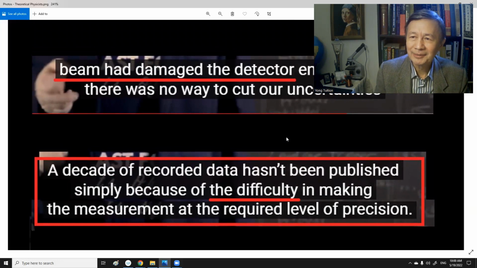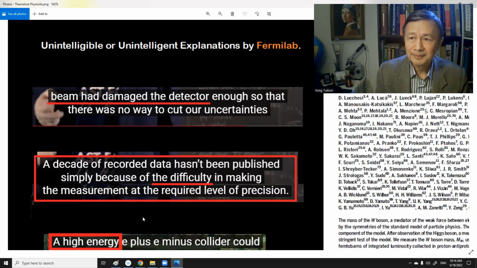Another explanation by Fermilab is that a decade of recorded data hasn't been published simply because of the difficulty in making the measurement at the required level of precision. So this is nonsense. How can you improve the level of precision of measurement after you have done this experiment over 10 years ago? Mathematically, by some magical algorithm?